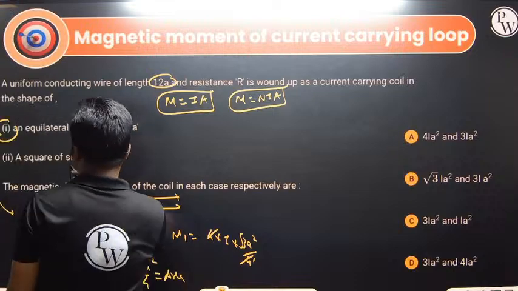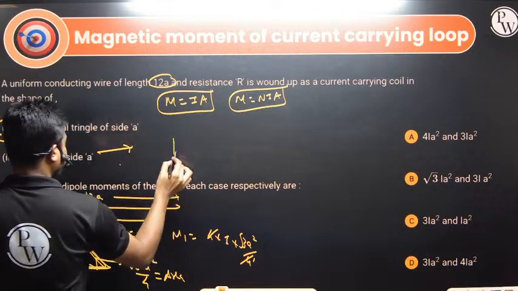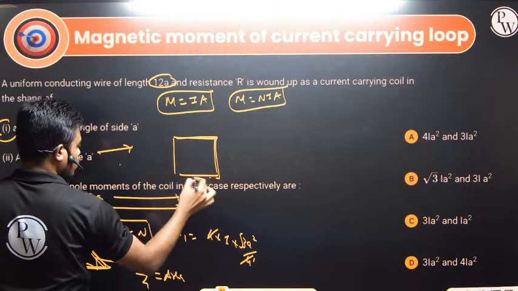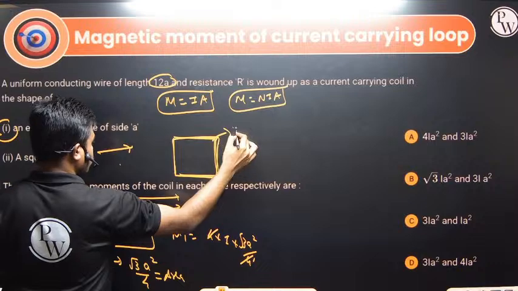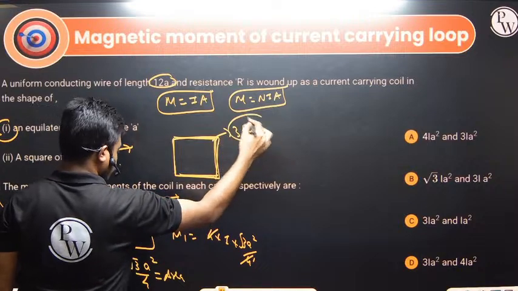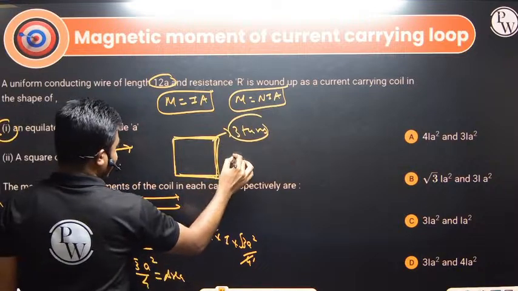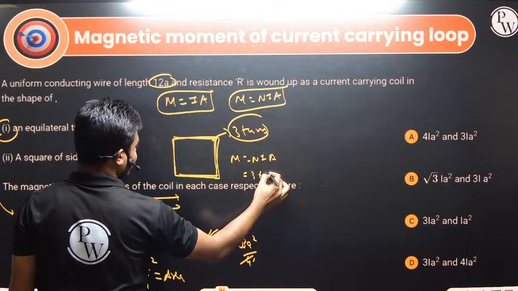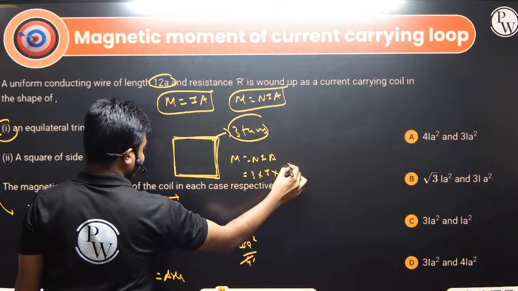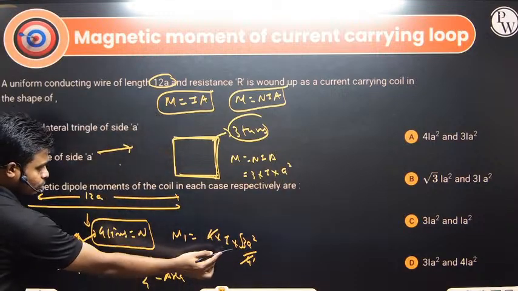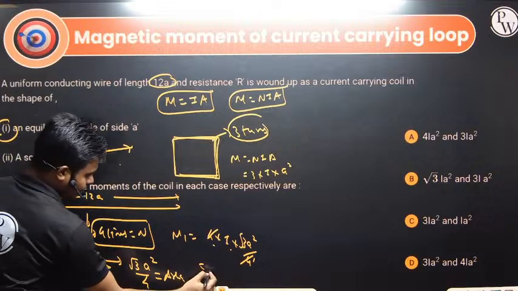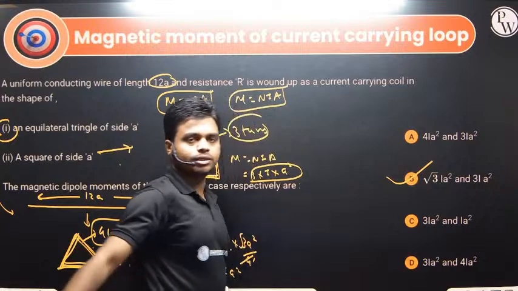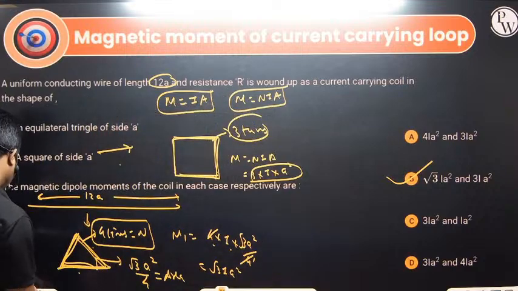Next, we are molding in the form of a square. So when we are molding, A, 4A we completed. Like that, how many? 3 turns. So in that case, what is the magnetic moment? NIA. So what is N? 3, into what is I? Current I, multiplied by what is area? A square. So from this we are getting 3 I A square. The answer is the option that is root 3 I A square and 3 I A square.